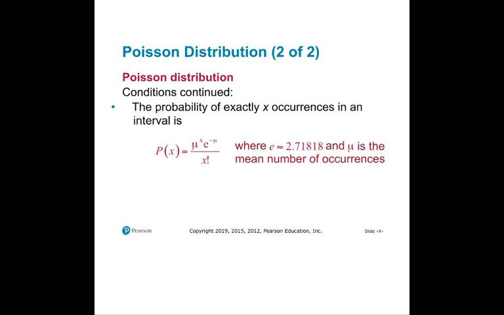So the probability of exactly X occurrences in an interval is going to be given by this. We have mu to the power of X times e to the negative mu divided by X factorial, where e is just a function in the calculator, 2.71818, and mu is the average number of occurrences. Okay. So let's see this one in action.